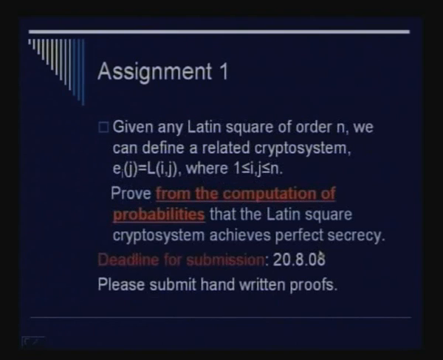And therefore what you have to prove is that given any Latin square of order n, we can define a related crypto system as follows. It says that E_ij, so you can denote i by the key and j by the plain text, and you have to compute the corresponding value of the cipher text, and you have to prove from the computation of probabilities, so you should not use the straightforward equations. You have to actually do it by computing each of the individual probabilities and prove that a Latin square crypto system achieves perfect secrecy.